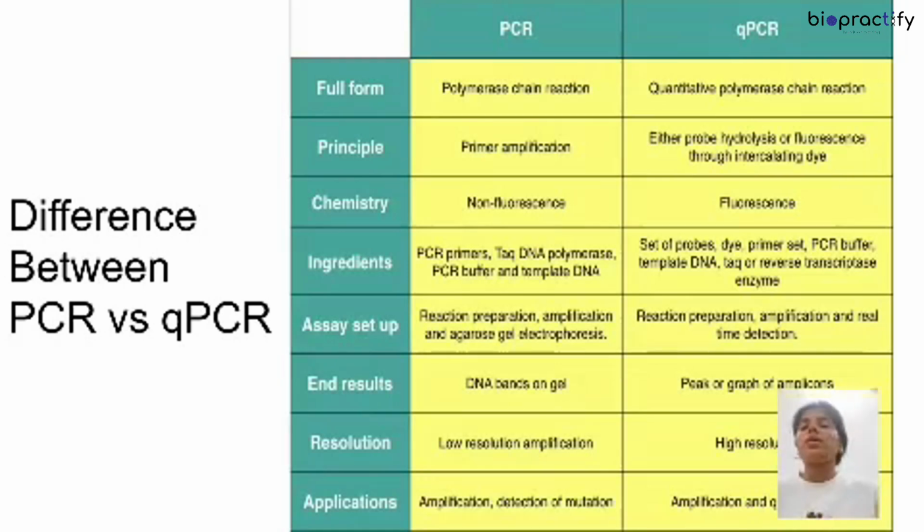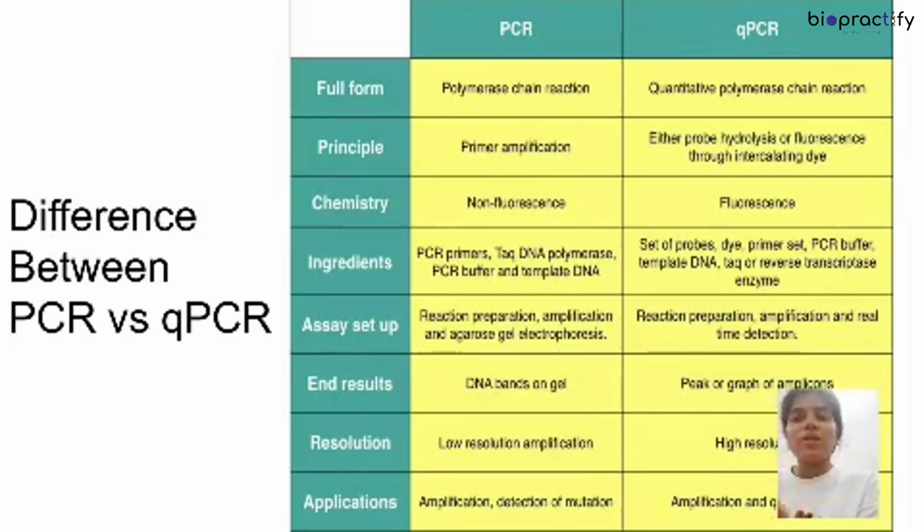Okay, so we move ahead. The difference between PCR and qPCR, this is what I am telling about. There is the full definition, and I have told you about the full form. Principle: in PCR we do primer amplification, but in qPCR it is either probe hydrolysis or fluorescence through an intercalating dye. We use fluorescence in the quantitative polymerase chain reaction, and we get to know the quantity of how much DNA has been synthesized. As I told you just now, in normal PCR no fluorescence is used, but in quantitative PCR fluorescence is used.